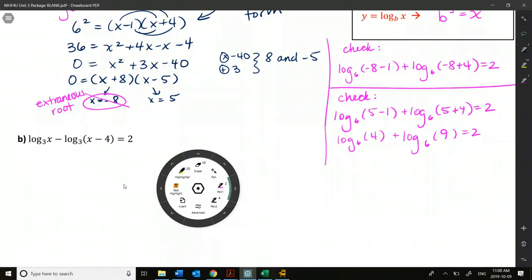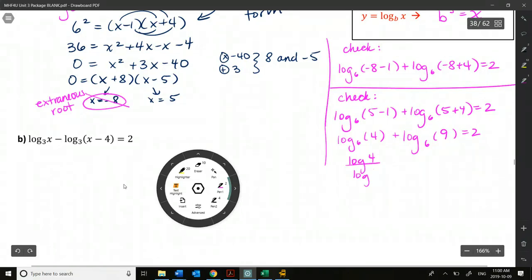Okay, same question though. How do I evaluate log base 6 of 4 in my calculator? Log 4 over log 6. Yes, so I'm going to use the change of base formula to evaluate this and check my work. Okay, same thing over here. Log of 9 over log of 6.